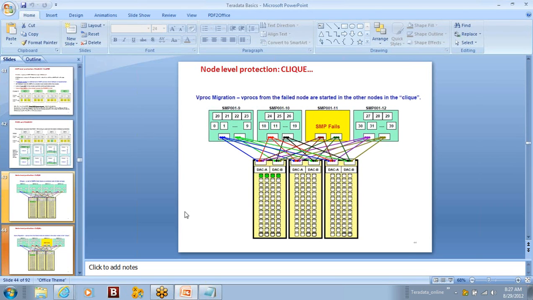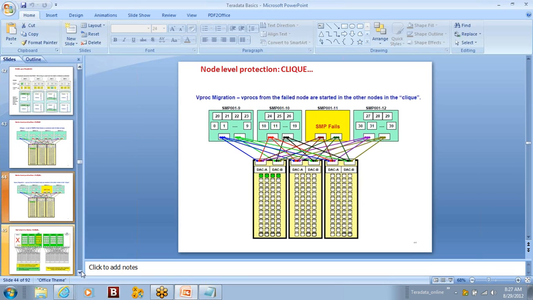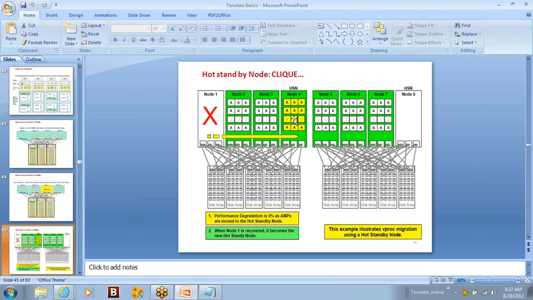Okay, so this is called a clique. Within the clique, if we do not want to lose our performance, they may go with a configuration called hot standby node cliques. Within the cliques, they will have one node which sits idle, and it is called a hot standby node, because it is a backup of the nodes which would stay in the clique without doing anything.